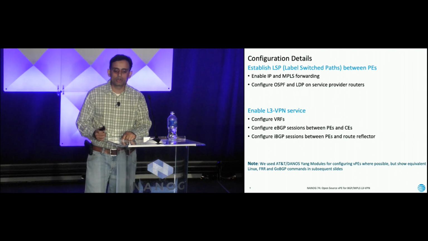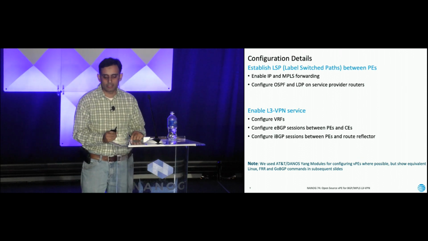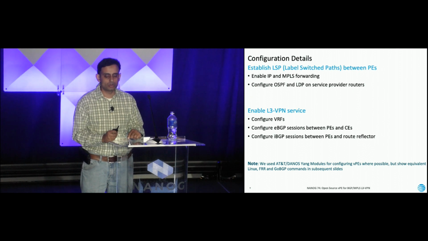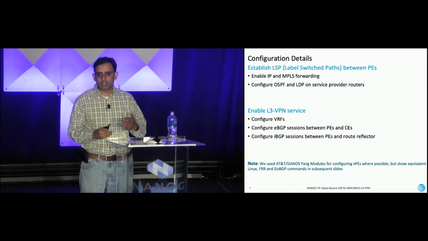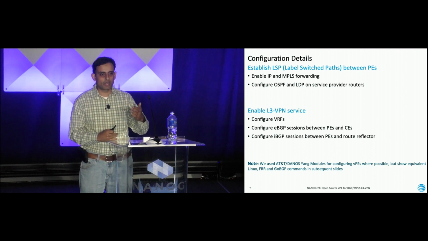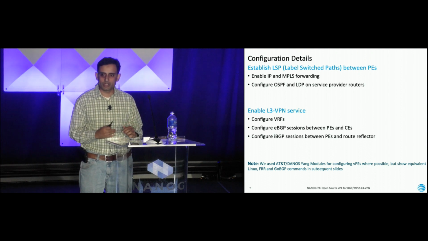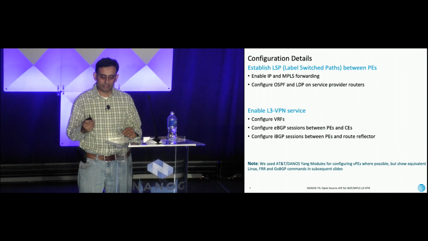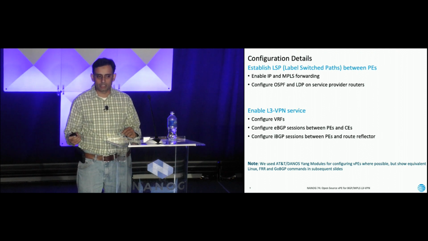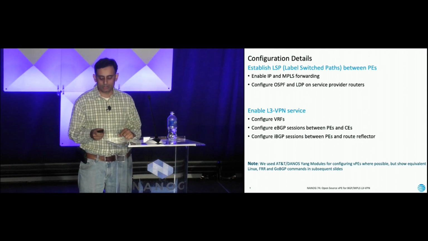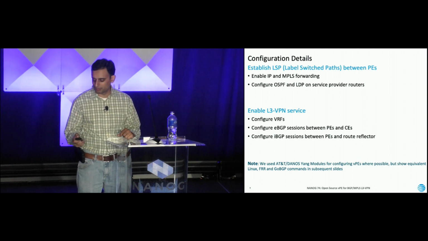So next what I am going to do is go through the configuration details, in particular how we configured our testbed to verify feasibility. I have divided the configuration into two parts. The first part is about establishing LSP or label switch connectivity between PEs within the service provider network. And the second part deals with enabling L3-VPN service on top of the LSPs established within the service provider network.